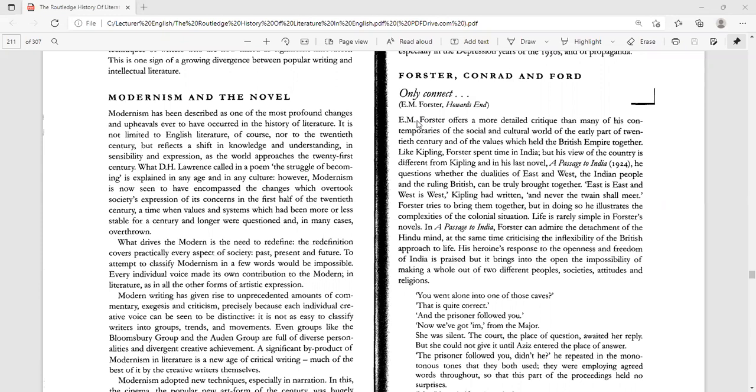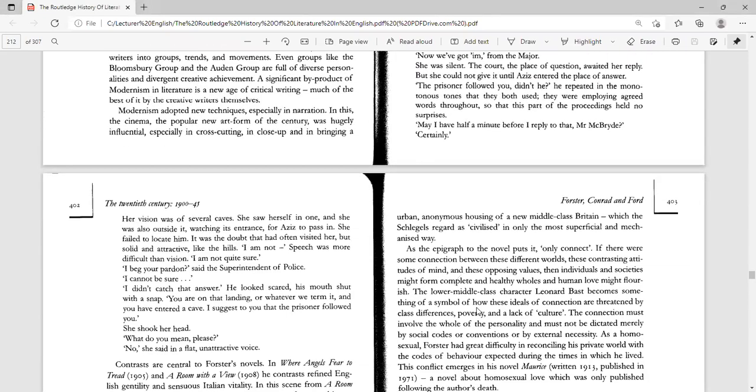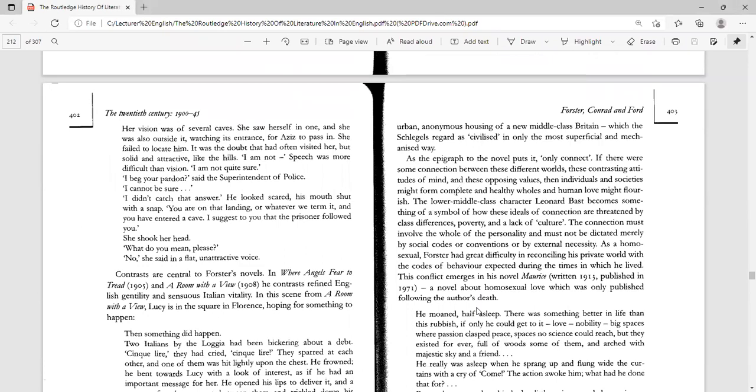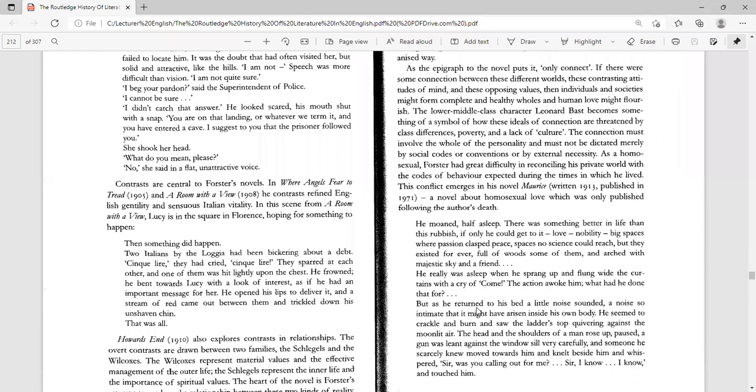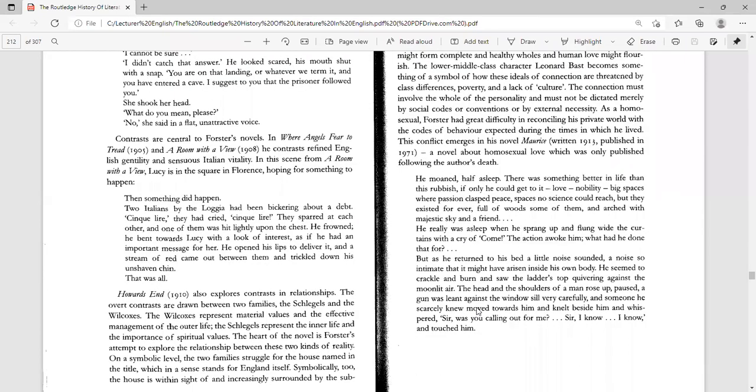His heroine's response to the openness and freedom of India is praised, but it brings into focus the impossibility of making a whole out of two different people, two different societies, two different attitudes and religions. He also wrote Where Angels Fear to Tread and A Room with a View, where he contrasts refined English gentility and serious, sensuous Italian vitality.